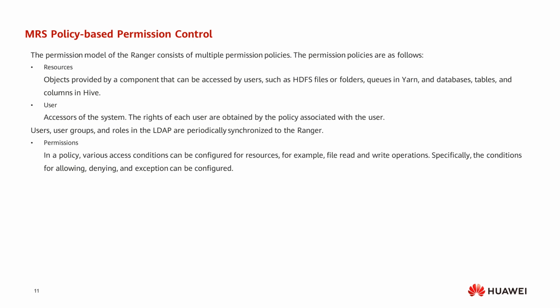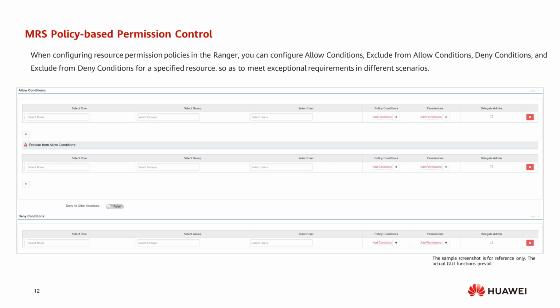In the Ranger permission policy, various access conditions can be configured for resources. For example, file read and write. Specifically, the permission conditions, rejection conditions, and exception conditions can be configured. When configuring resource permission policies in the Ranger, you can configure the permission conditions, exception conditions, rejection conditions, and rejection exception conditions for specified resources to meet requirements in different scenarios.